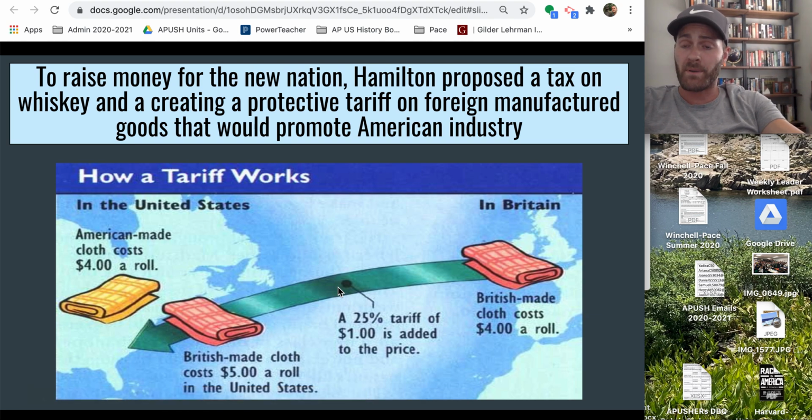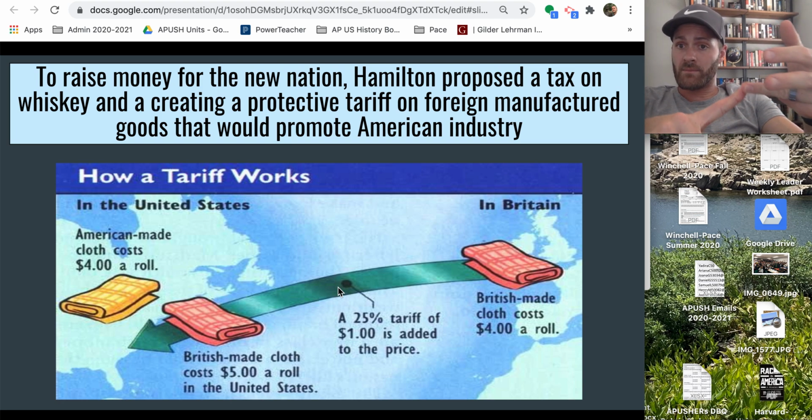Now this again is going to anger the South because it's very obvious that this is meant to promote American industry, industrialization, and that all of that is happening in northern states, not southern states. So again, the assumption of state debts can anger the South because they don't have as many debts, and now federal tax money is going to pay for those debts.